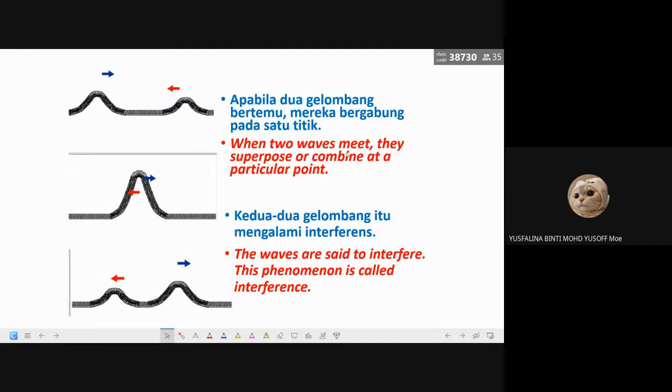So when two waves meet, they superpose or combine at a particular point. This one comes from the left, this one comes from the right. At the middle here they will overlap. This we call interference. So the waves are said to interfere. This phenomenon is called interference.